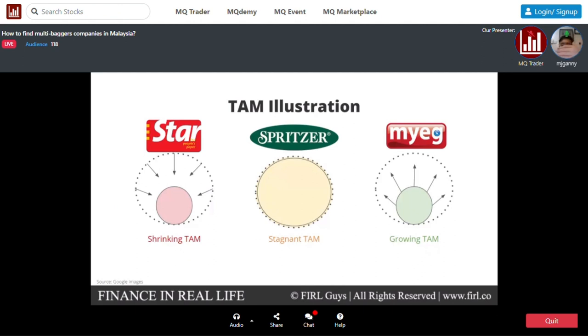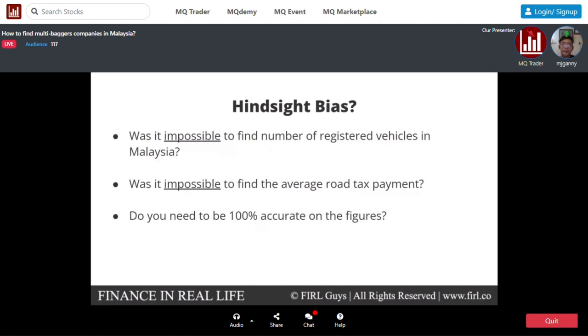So yeah, MyG was considered a growing total addressable market, and a lot of things you could have foreseen then, right? We are not looking in hindsight. And if you think this is what we call hindsight bias, looking at the past in reverse, was it impossible to find the number of registered vehicles in Malaysia? Was it impossible to find the average road tax payment in Malaysia? Answer is no, right? Even back in 2007, this is something that we could have asked around and figured out.